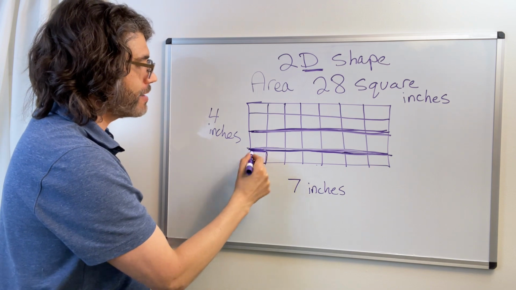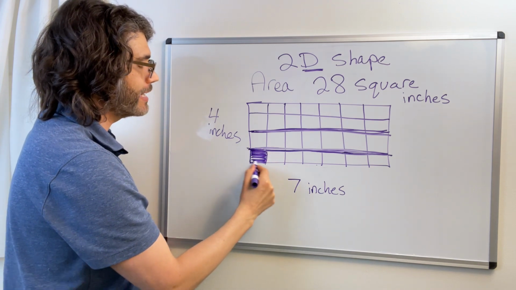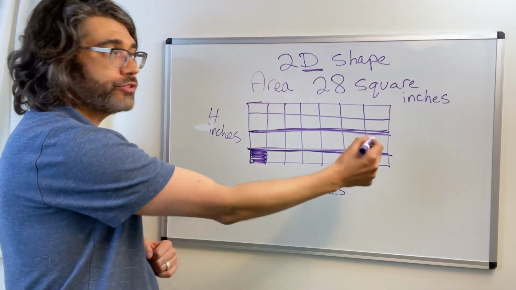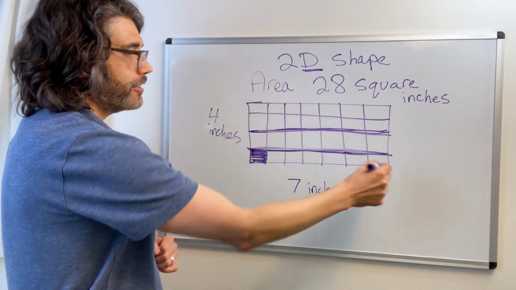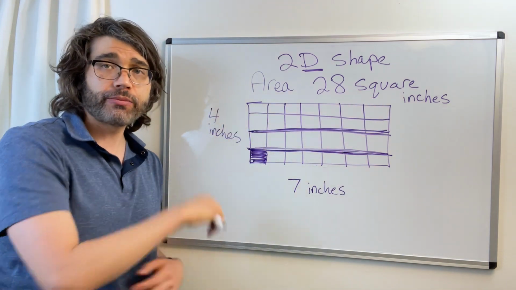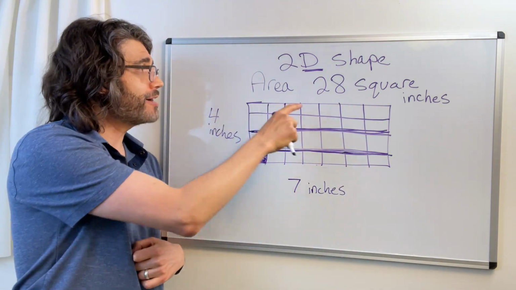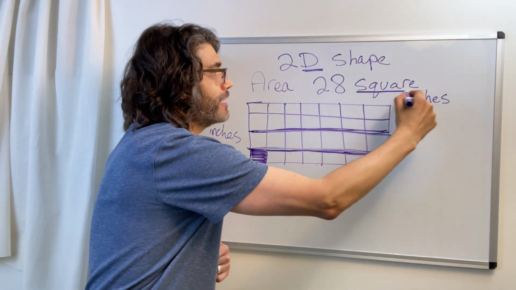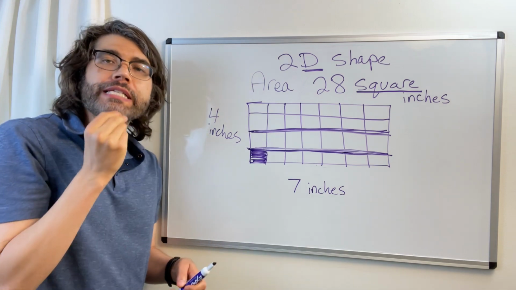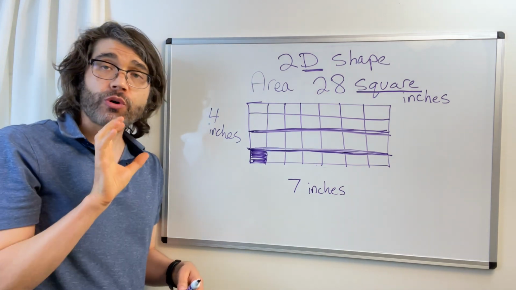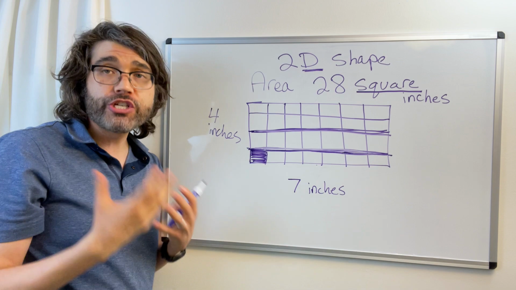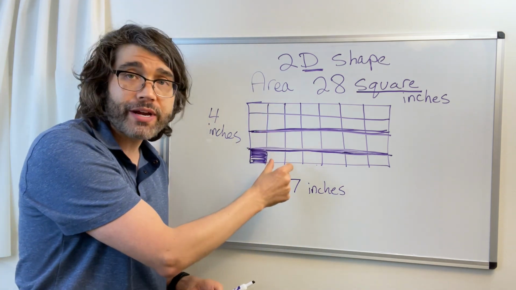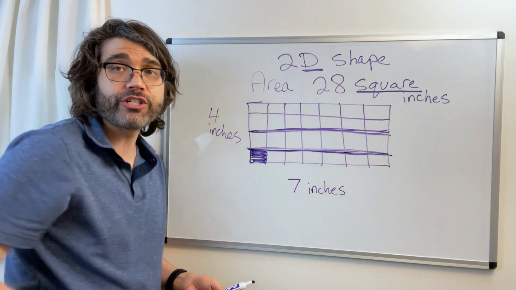So this right here, I'm coloring in 1 square inch, all right? And if I were to color in 28 of those, I would fill out the entire area of this particular rectangle, okay? So that's why the area of this rectangle is 28 square inches. When we talk about square inches, we literally mean squares. So that is why area is in units that are squared, because they are literally small squares that make up the entire 2D shape.